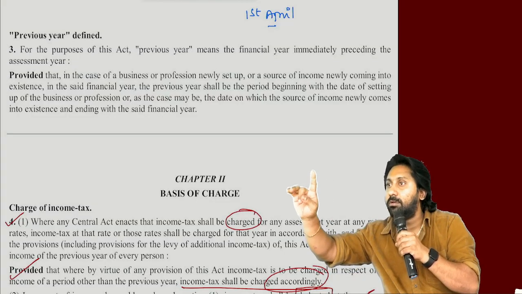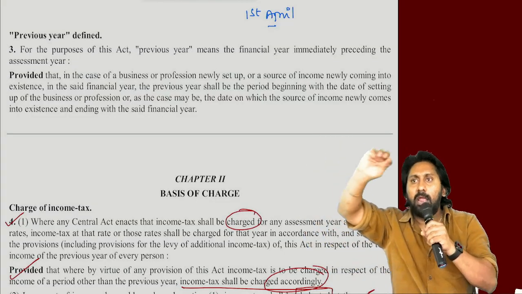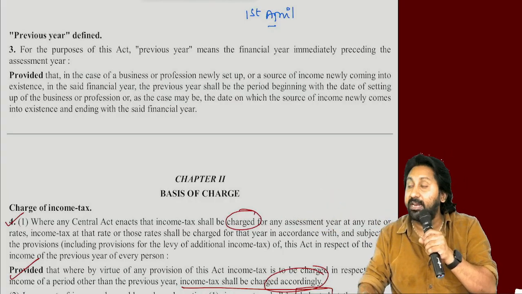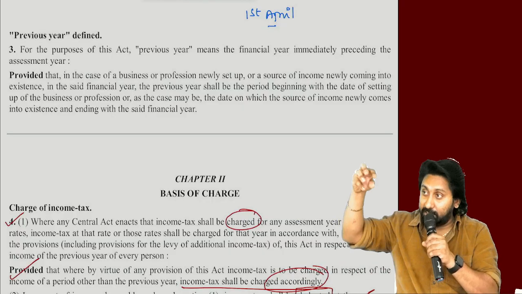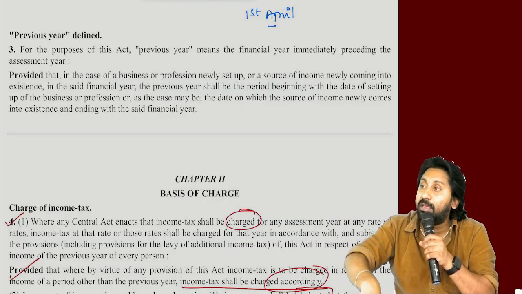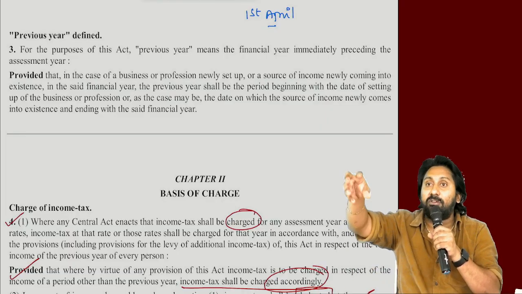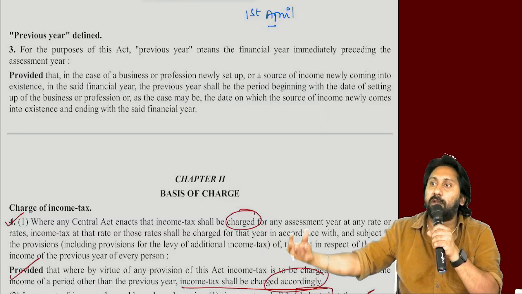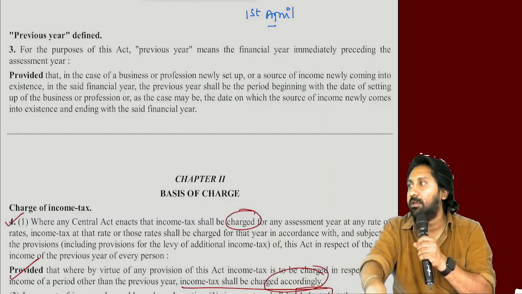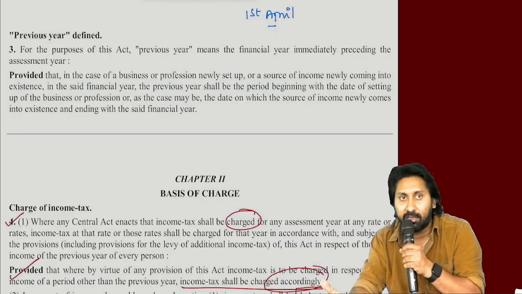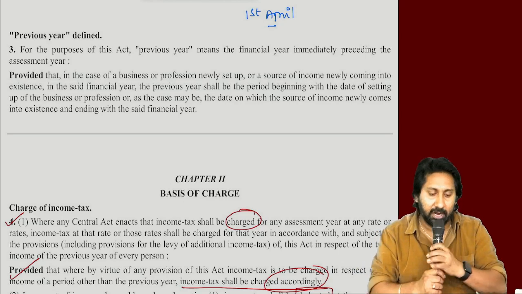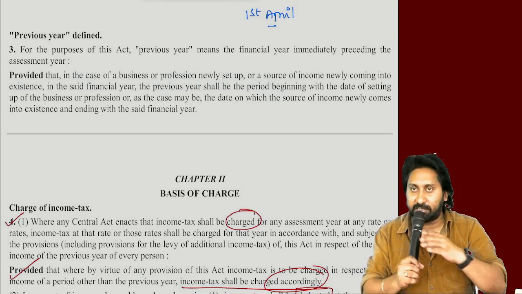Hopefully understood? Yes, everyone? Ending date is pakka. What is the ending date? 31st March. But the starting date will be considered to be the date on which the business or profession is set up, or the new source of income comes into existence. I think you understood the point clearly. On this also we have an illustration. We will do that, but before that, let us write the provision first. Okay, write down.